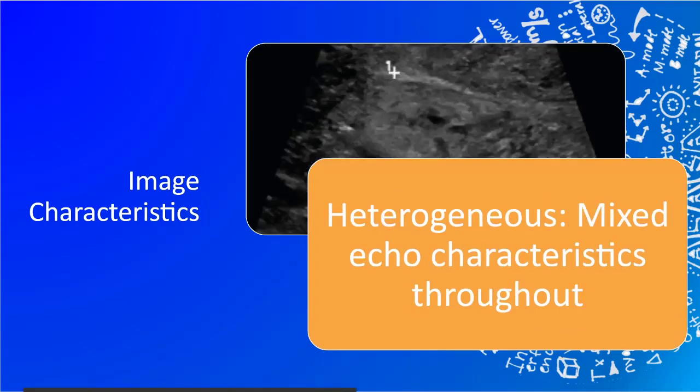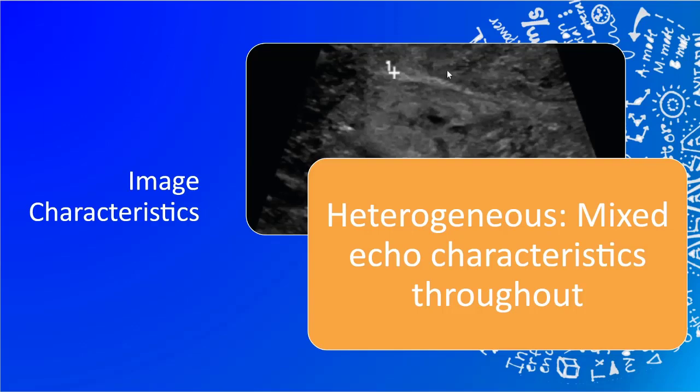Heterogeneous then refers to having mixed echo characteristics throughout the tissue. So here we have in the background, I believe this is looking at a uterus, but we have some dark spots, we have some really bright spots, we have some mid-level grays, we have tons of different grays, and this is not the appropriate display of what this tissue should look like.